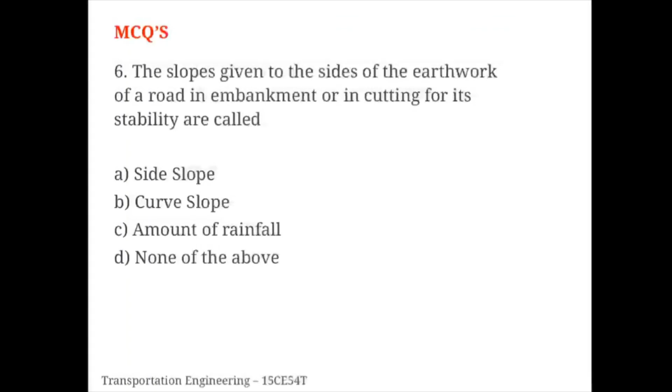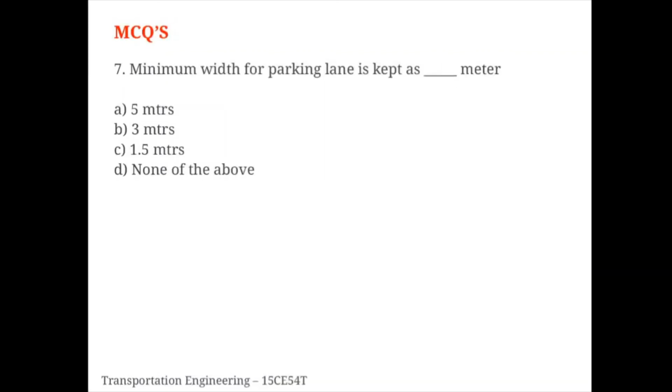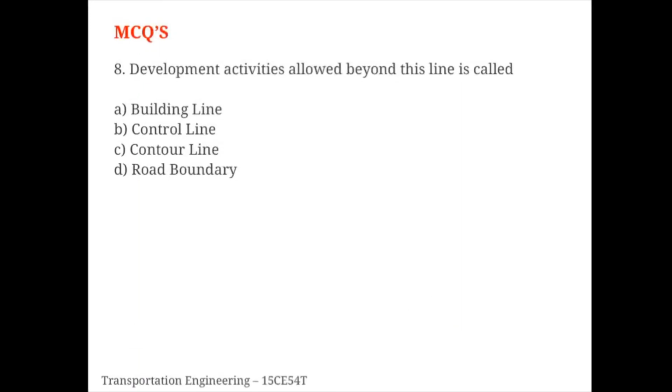Slopes given to the sides of the earthwork of a road in embankment or in cutting for its stability are called as side slope. Minimum width for parking lane is kept as parking lane. None of the above. Sorry. Development activities allowed beyond this line is called control line.